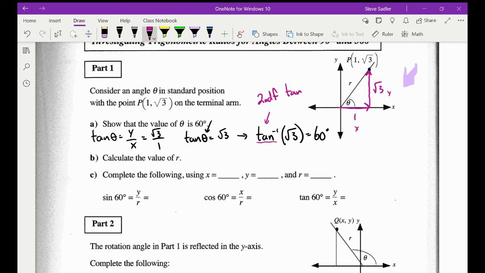Calculate the value of r. So we are going to have to do the Pythagorean theorem. So r squared is going to equal x squared plus y squared, which will be 1 squared plus root 3 squared. So that'll be 1 plus, the square and the square root end up just canceling each other out. So you'll get 1 plus 3. So that leaves us with r squared is equal to 4, square root both sides, and we have r is equal to 2.